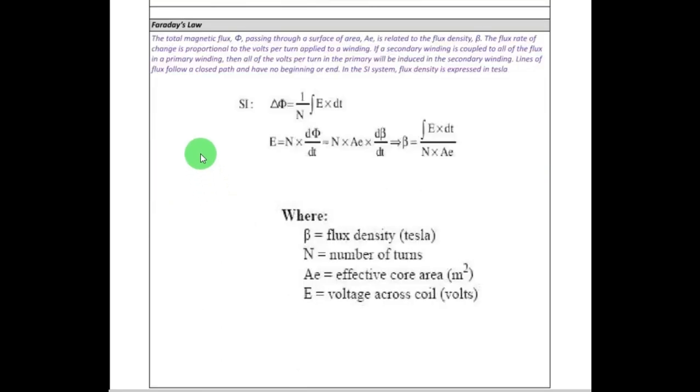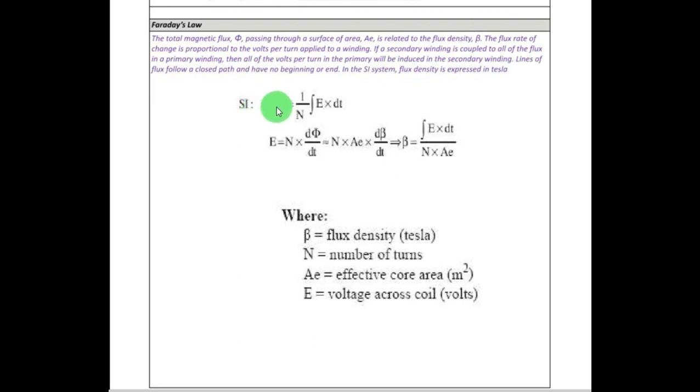Now let us see about Faraday's law. It says the total magnetic flux passing through a surface of an area AE is related to the flux density B. The flux rate of change is proportional to the volts per turn applied to a winding. If a secondary winding is coupled to all of the flux in a primary winding, then all of the volts per turn in the primary will be induced in the secondary winding. Lines of flux form a closed path and have no beginning or ending. In the SI system, flux density is expressed in Tesla.